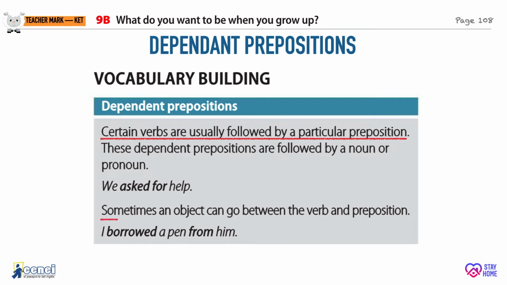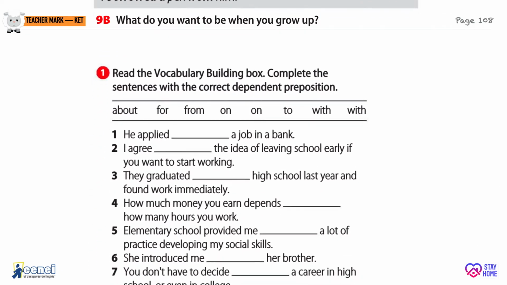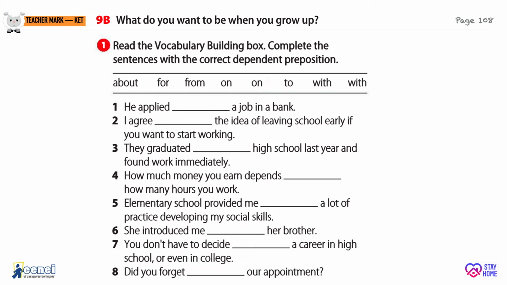Please underline. Sometimes an object can go between the verb and preposition, like in this example, I borrowed a pen from him. So if you notice, we have separated the verb from the preposition, and in the middle we insert an object or subject. And exercise number 1, read the vocabulary building box.